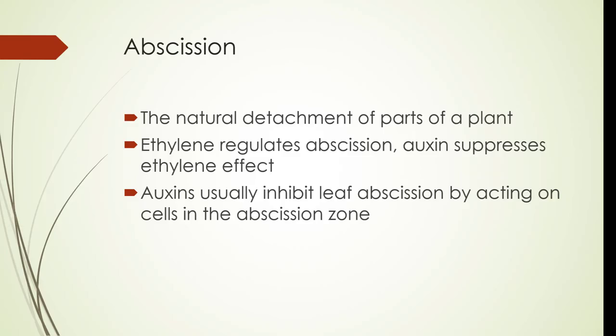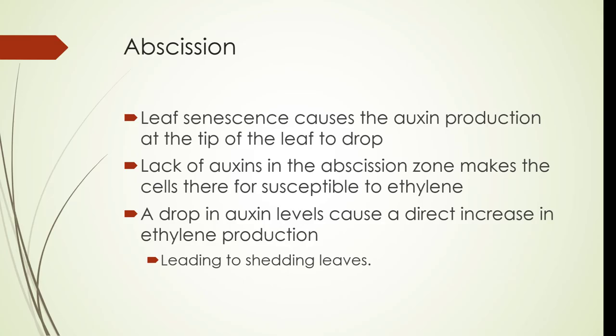So abscission is the natural detachment of parts of a plant. Ethylene regulates abscission. Auxin suppresses the ethylene effect. Auxins usually inhibit leaf abscission by acting on the cells in the abscission zone. Leaf senescence causes the auxin production at the tip of the leaf to drop. So the lack of auxins in the abscission zone makes the cells there susceptible to ethylene. A drop in auxin levels causes a direct increase in ethylene production, leading to shedding of leaves.